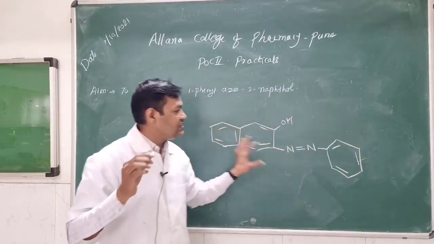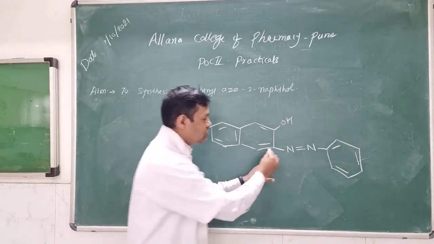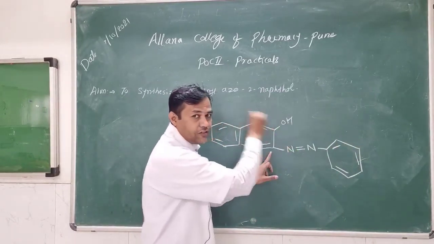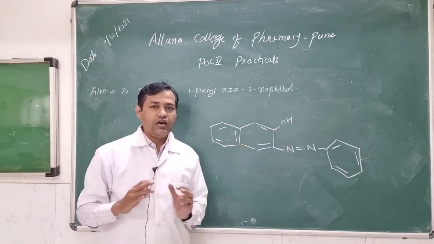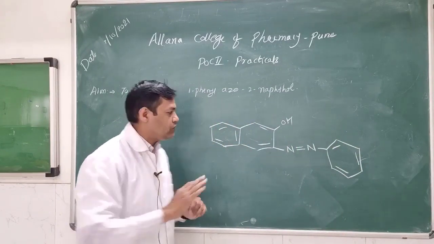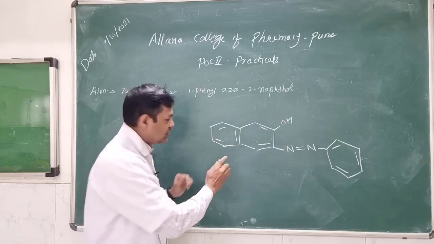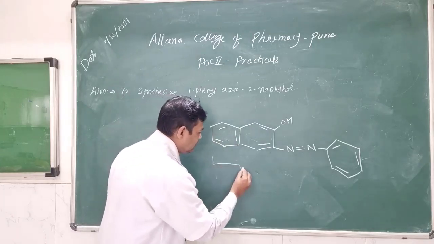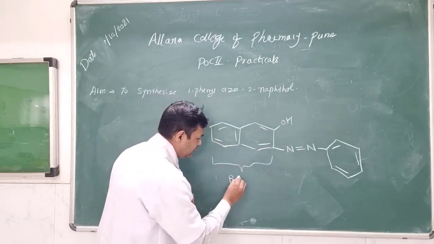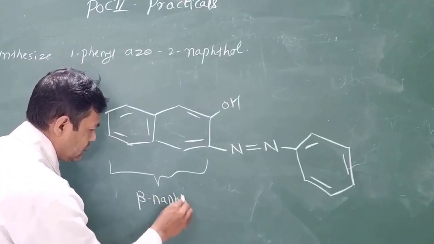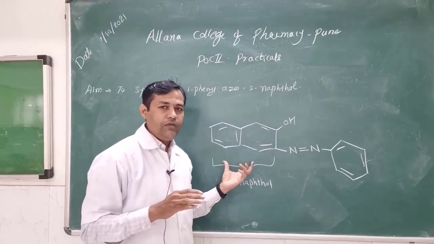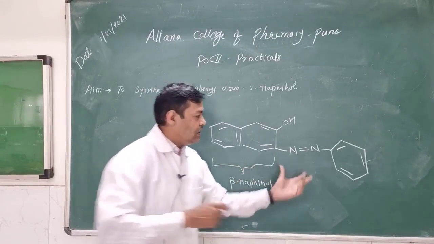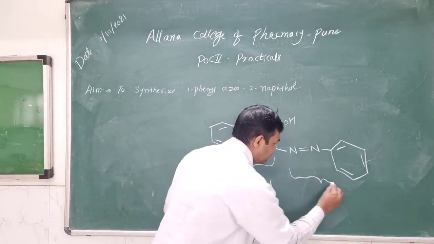We have to synthesize this structure. So this is 1-phenylazo-2-naphthol. For this synthesis, you can see the structure. What are the chemicals we require? If you carefully see the structure, this part is coming from the beta-naphthol. So that means we will be needing beta-naphthol for this synthesis, and this is the other part.